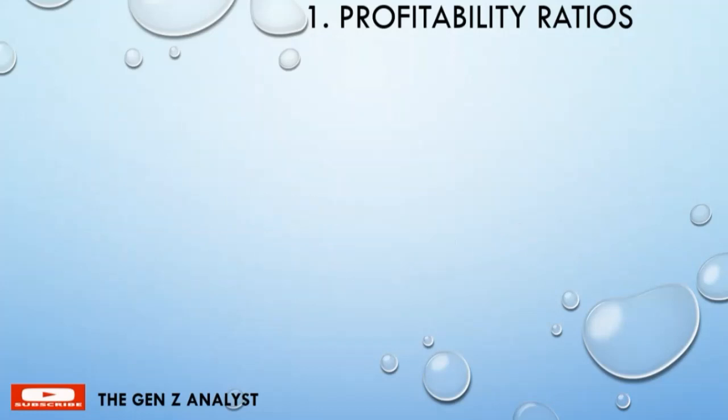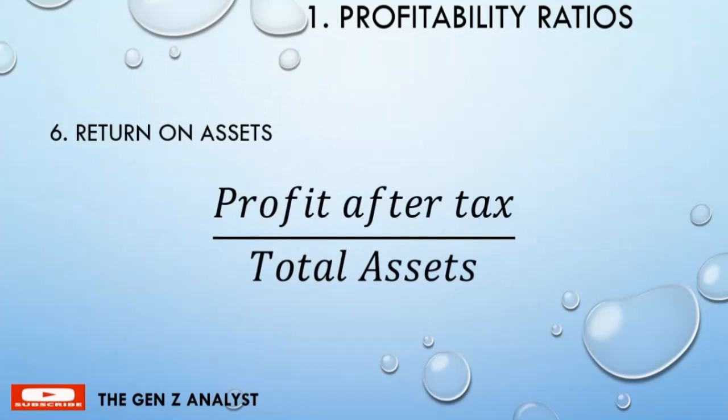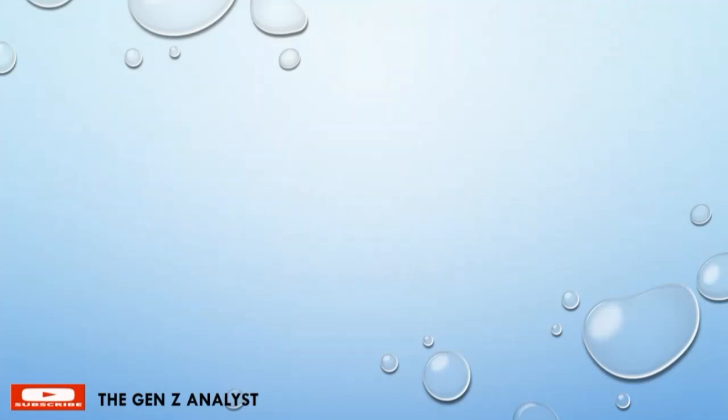But when it comes to the return on assets, we are talking about our total assets for the business, as we can see in our balance sheet. And then we also take our profit after tax. So we take our profit after tax, divide it by the total assets, and then we get our return on assets. The higher this value, the better. That means that we are using our assets to generate more profit for the business.